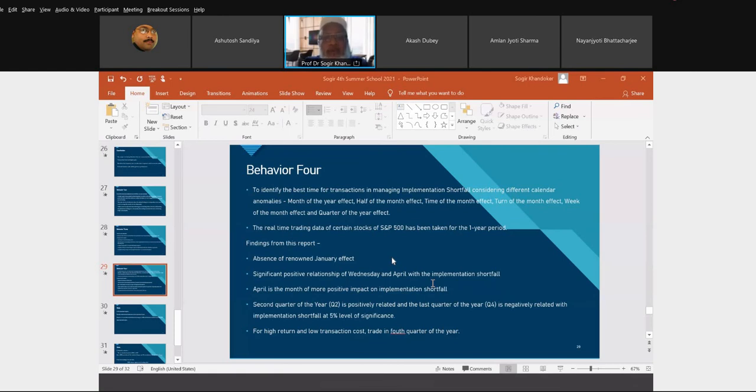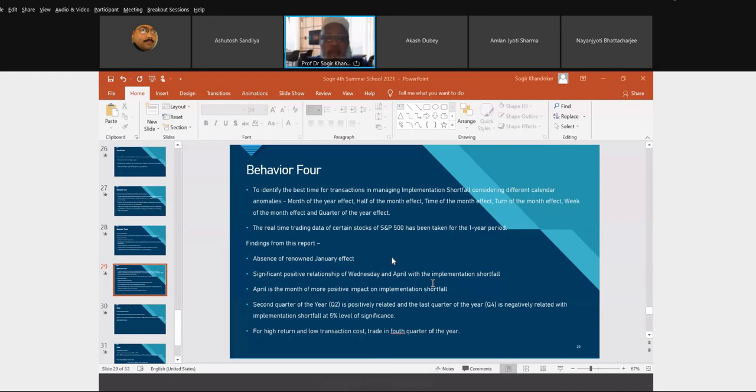Among the half of the month, the first phase of January, second phase of March, and second phase of May have a positive effect on implementation shortfall at the 10% level of significance. That means in these 3 phases, the implementation shortfall will be higher. And the second phase of April has a positive influence with a 1% level of significance.